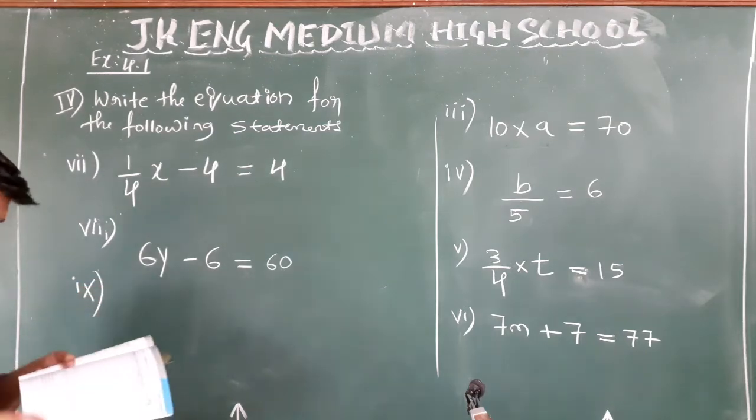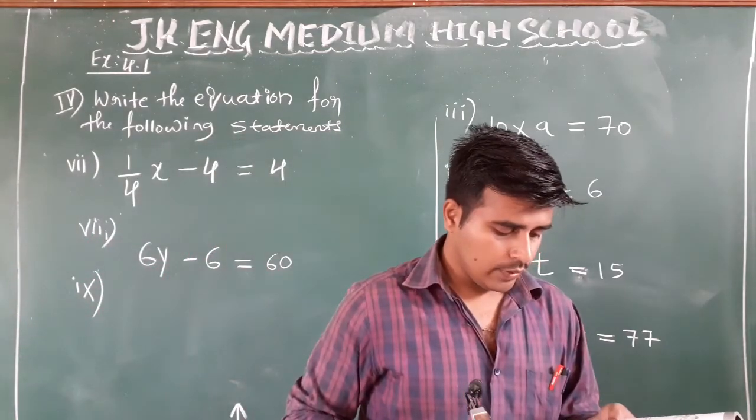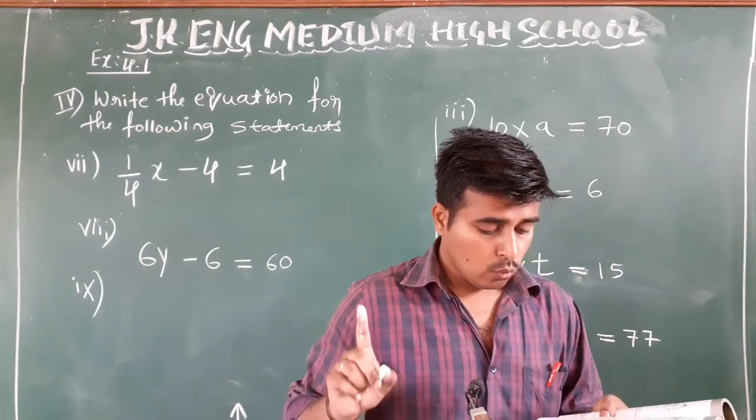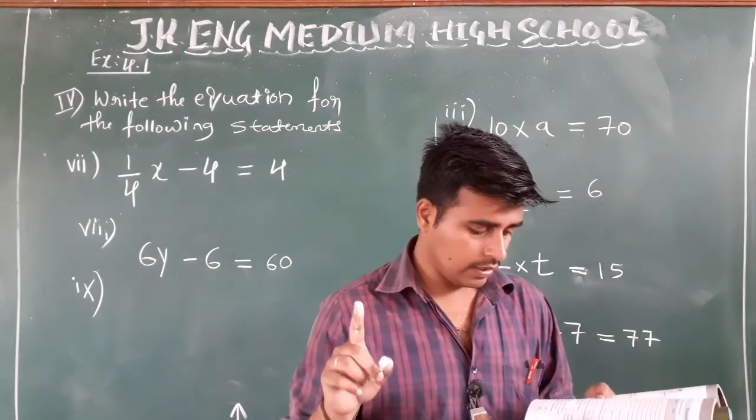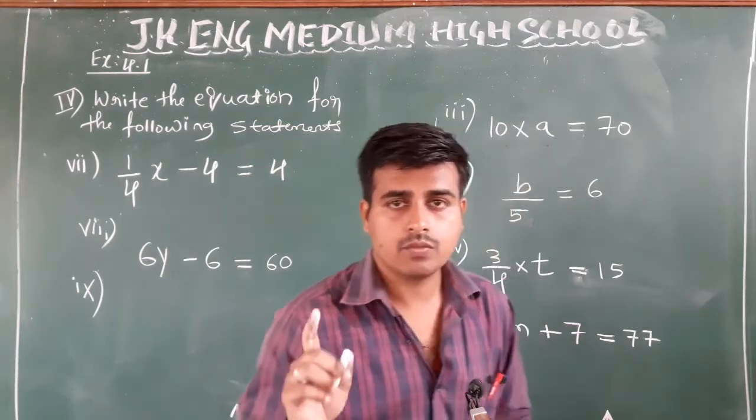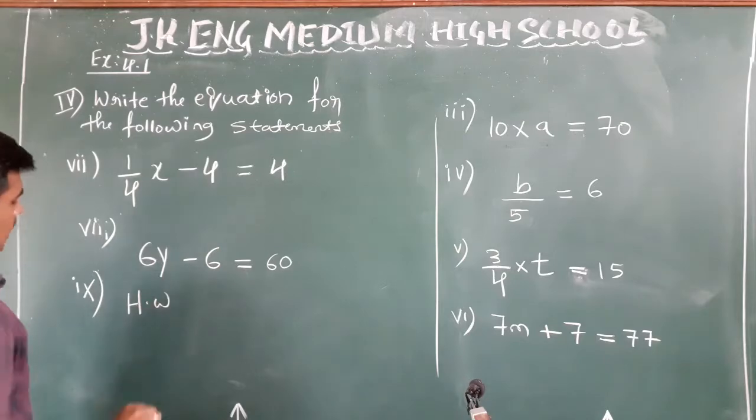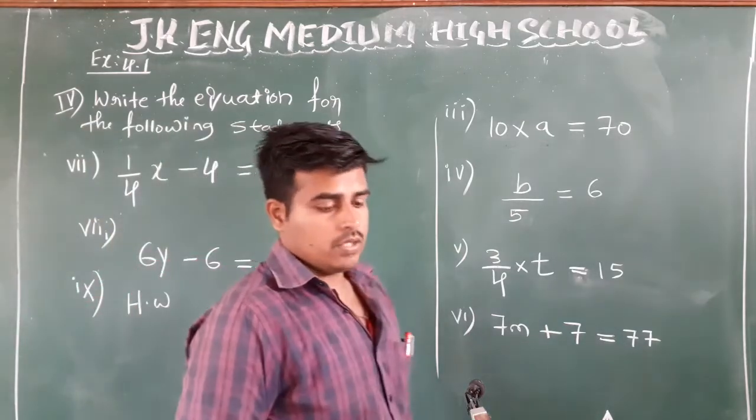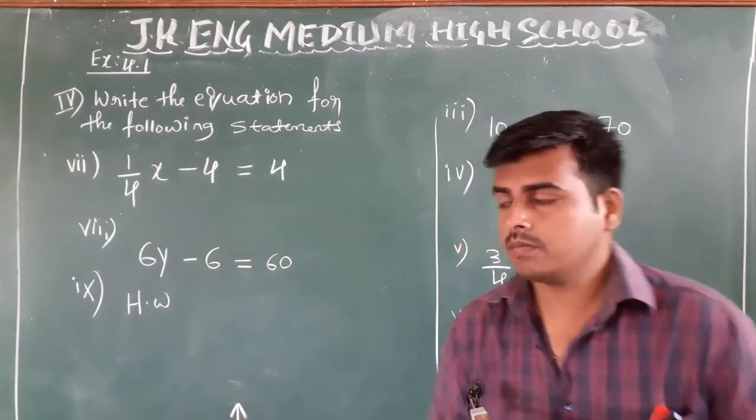Ninth one: if you add 3 to 1/3 of a z, 1/3 means 1 by 3, 1/3 of a z, you get 30. You try to solve it by yourself. Take the ninth one as homework. Okay. Next main, you just note down these problems for solutions.